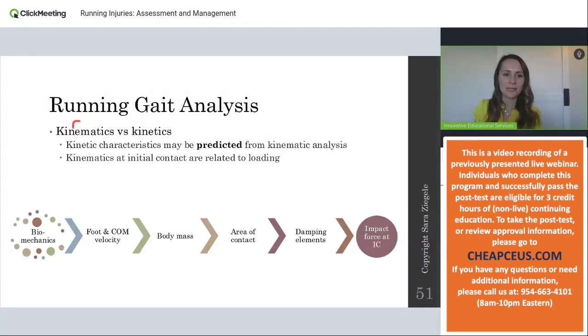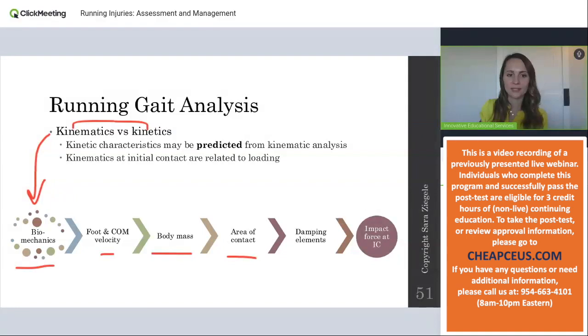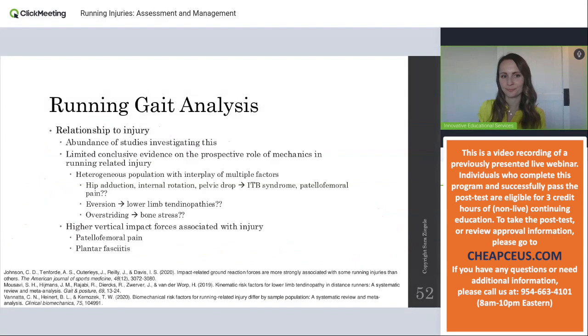Just a thought about kinematics versus kinetics. So when we're doing a gait analysis on a treadmill in the office, we're talking kinematics. We're not actually observing forces. But when we want to know about forces, we can predict them from the kinematics. So when we combine biomechanics, which are those kinetics, and then add in our different factors like body mass and dampening elements, that can help us to predict the actual impact force. So we can use kinematics to give us information and predict our kinetics.